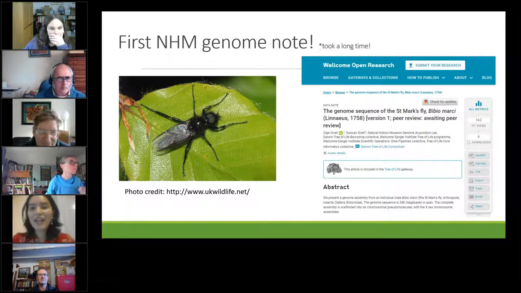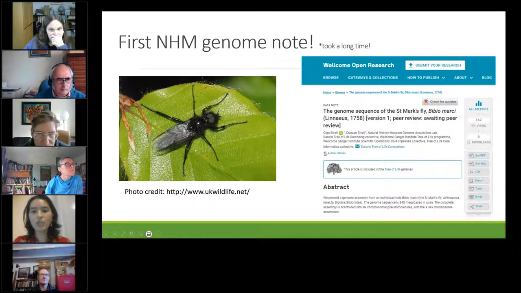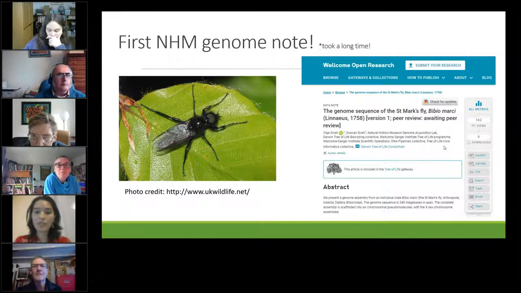Thank you, Zoe. So the reason why we are doing all of this, and this is the end game, is that we want to produce whole genomes from frozen specimens. Now, White and Woods, I know, are ahead of us when it comes to genome notes, but I can proudly say that NHM had our first genome note, which was in fact a fly. The St. Mark's fly, which was collected by a member of NHM staff. So it is quite exciting that this is the end result.